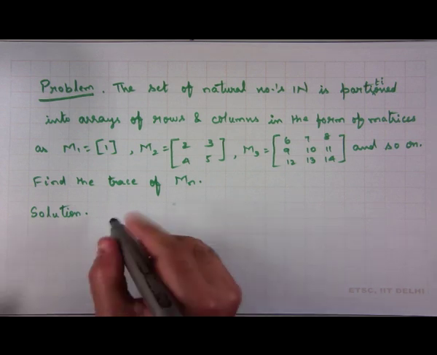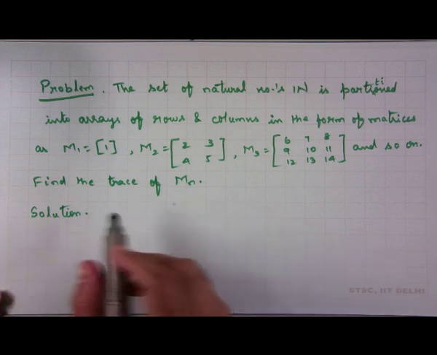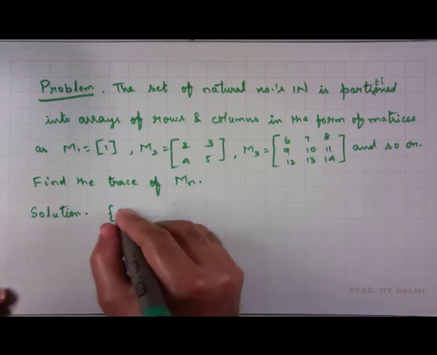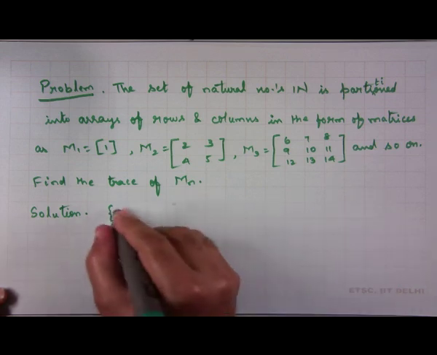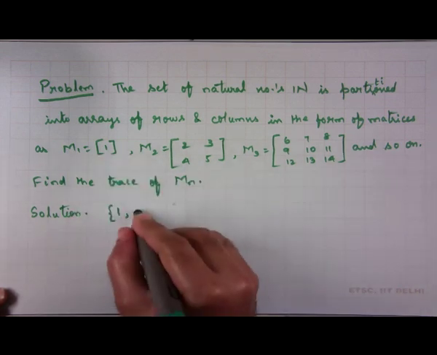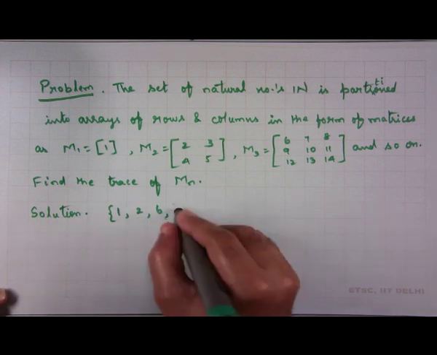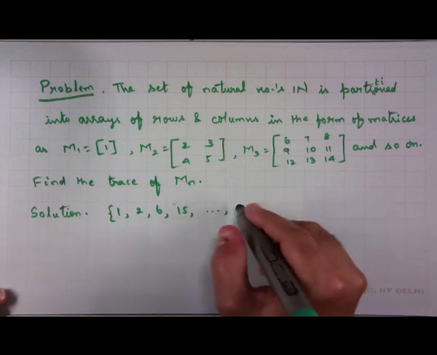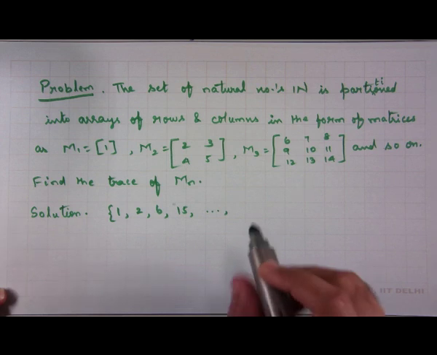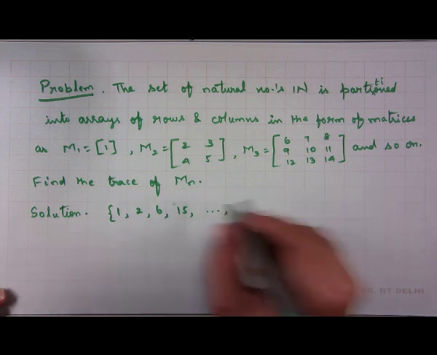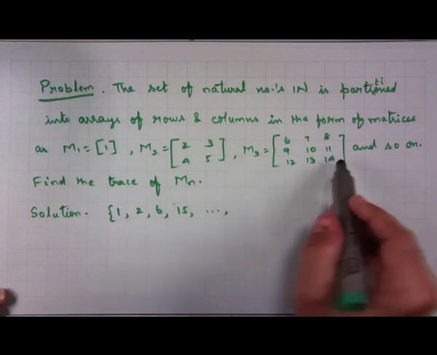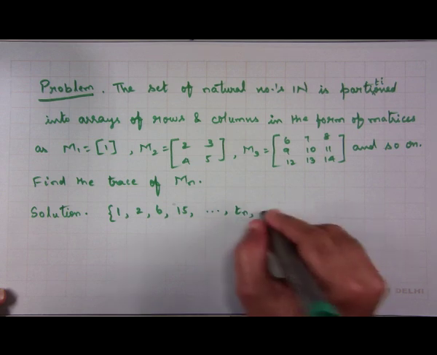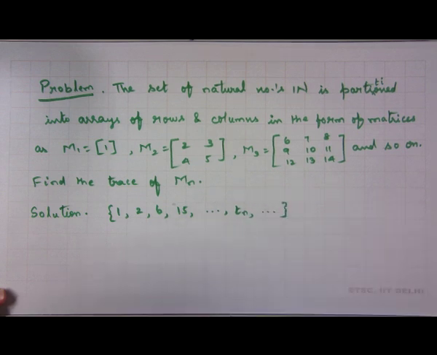Now, let us write down the first elements of each one. So, these are all the first elements of each matrix. The first elements are 1, 2, 6, 15, and so on. One can notice that the difference is going to be just a square. So, let me denote by Tn the general first element.